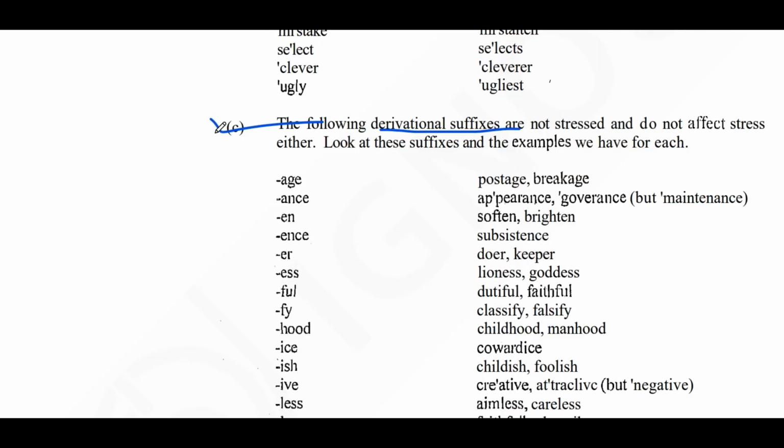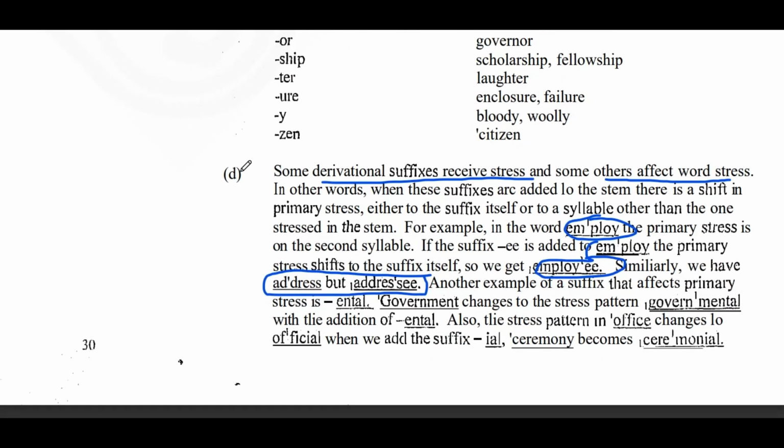Then I will come to the third one, which is the derivational suffixes. They are not stressed and they do not affect the stress either. For example, if I add this suffix, which is age, so postage, breakage, it did not change the stress which I had before. If I say the word post, this first part is more stressed. And even when I say the word postage, still the stress is on post. Okay, then there are more examples for that.